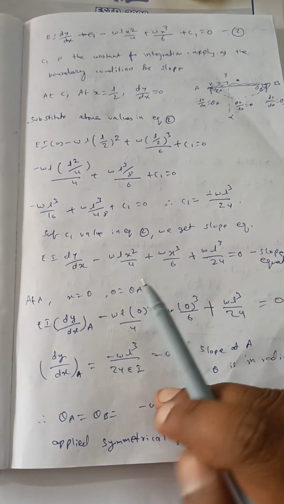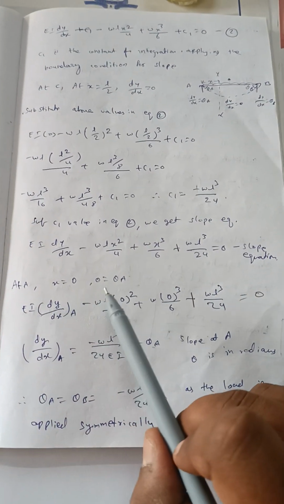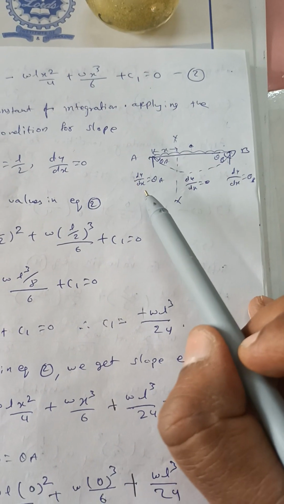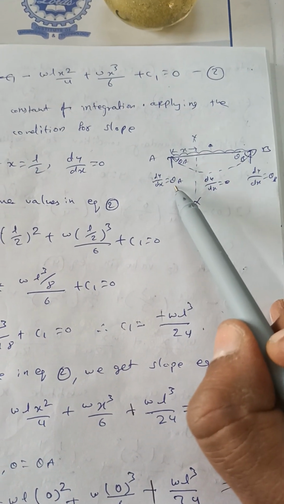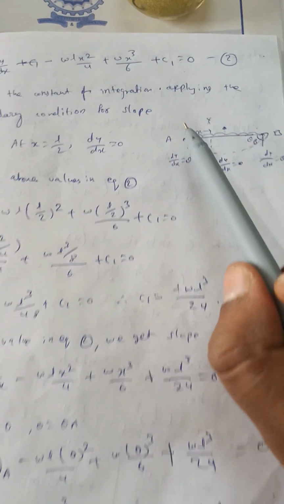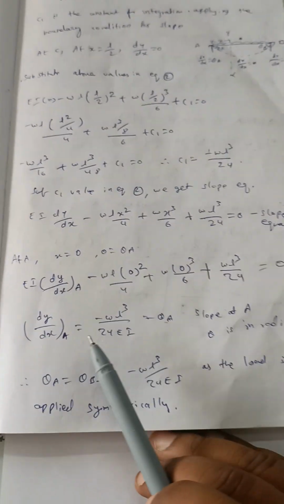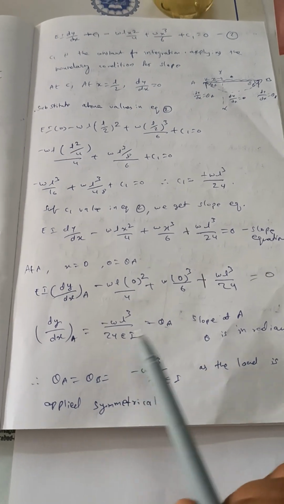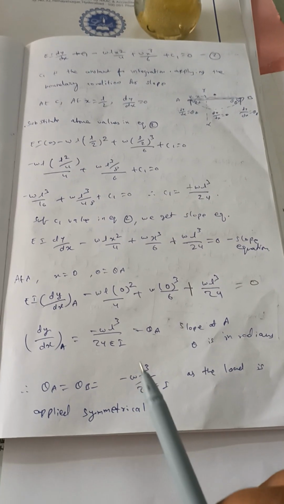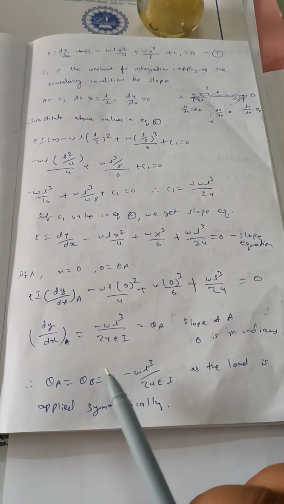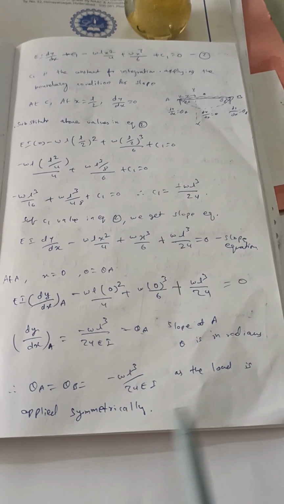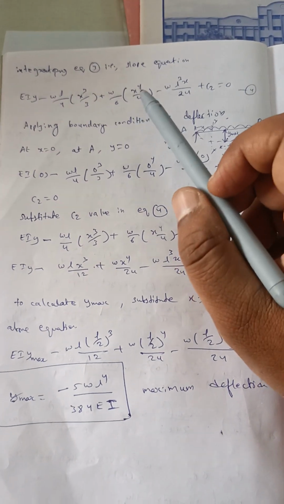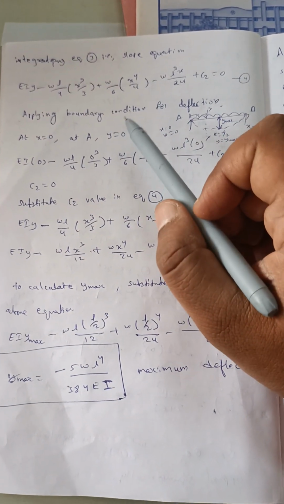Now to find theta A, theta B, simply substitute x equal to 0, theta equal to theta A. See here, at x equal to 0, that means support A, the slope is theta. So we got theta as minus WL cube by 24 EI, which is equal to theta B because the load is applied symmetrically. Now integrating equation 3, that is the slope equation, we will get the deflection equation.